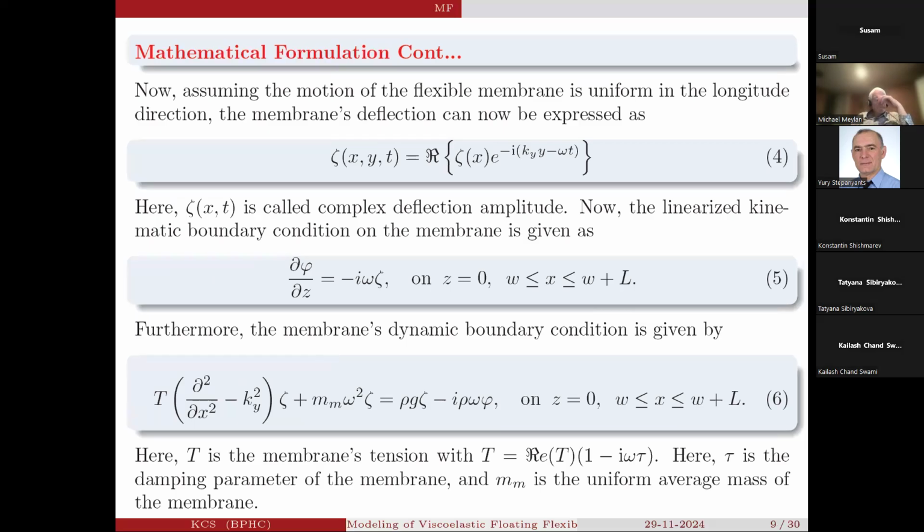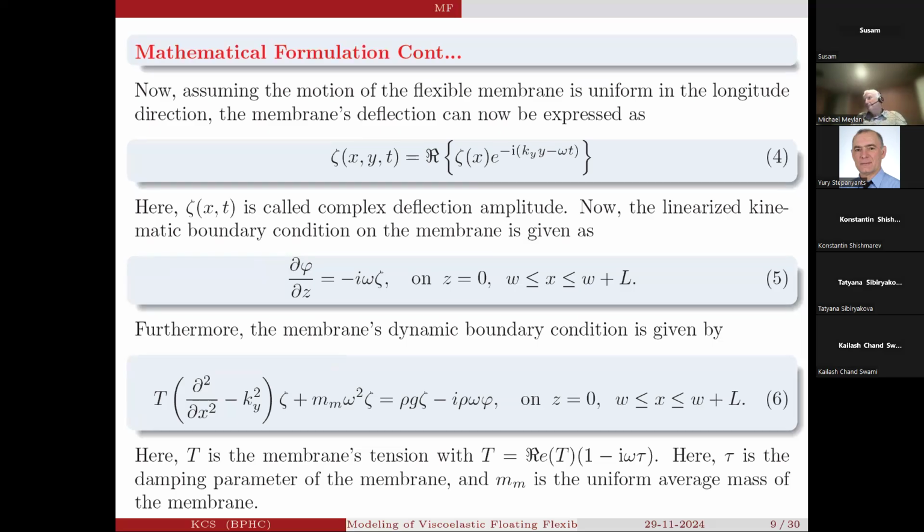Further, we can say that the motion of the flexible membrane is uniform in the longitudinal direction. So the membrane deflection can be expressed by equation number 4 here. Also, the linearized kinematic boundary condition for this membrane we can consider here as ∂φ/∂z is equal to minus iωζ on the free surface.